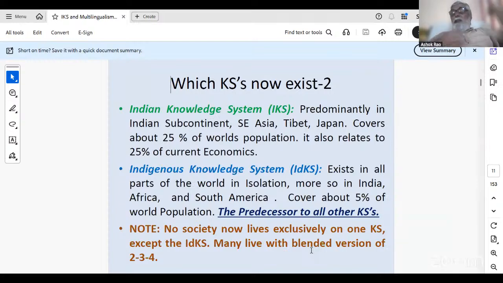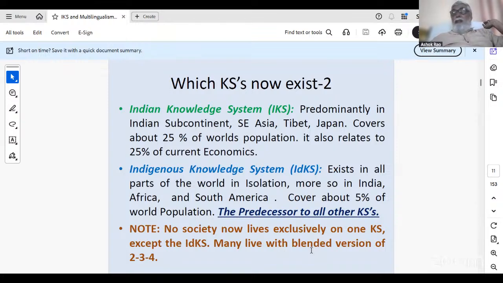The third knowledge system is the Indian knowledge system, predominantly found in the Indian subcontinent, Southeast Asia, Tibet, and Japan. It covers about 25% of the world population, and it now has about 25% of the world economy with them, and that's growing. Okay.